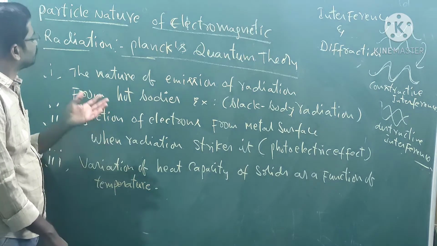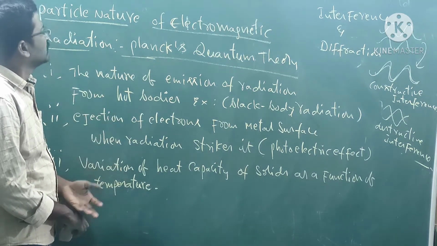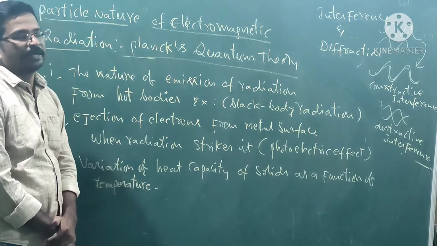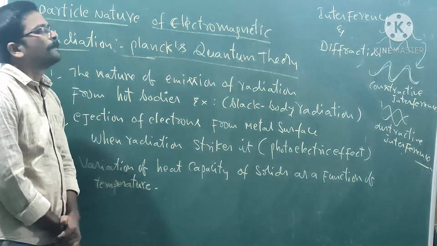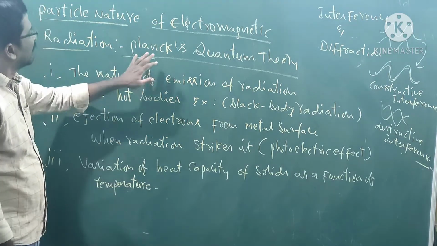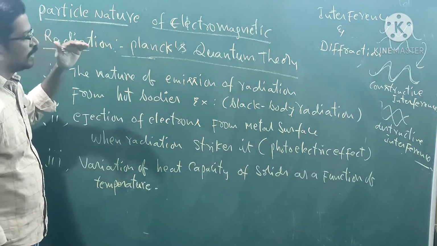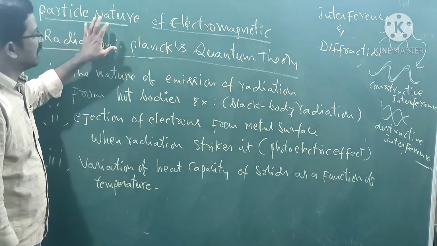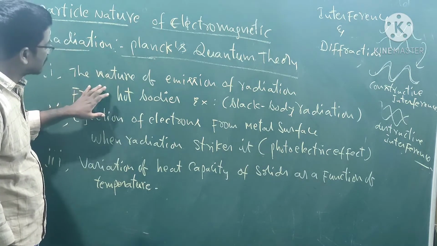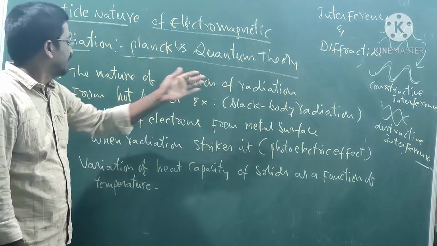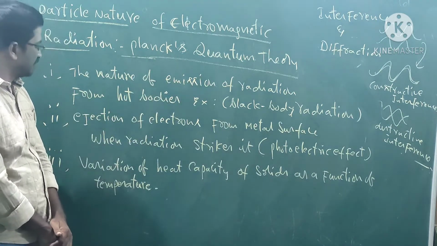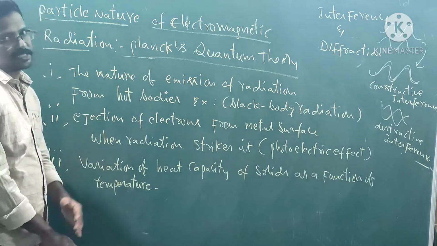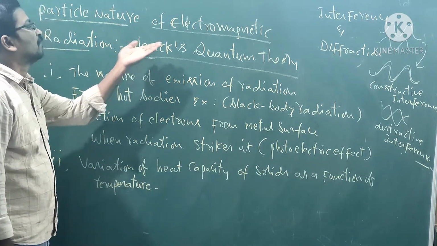So, the particle nature of electromagnetic radiation was introduced by Planck quantum theory. Planck assumed that electromagnetic waves have particle nature. With this concept, he succeeded in explaining the nature of emission of radiation from hot bodies, and then the ejection of electrons from the metal surface, and the third. These three experiments are explained by Planck quantum theory.